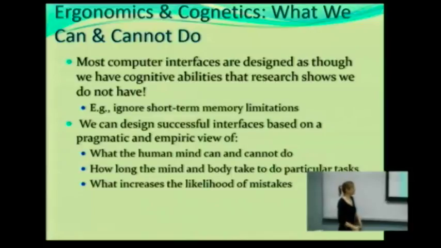All right. Now, we can design successful interfaces. There are a lot of companies that do. We want to keep in mind what the human mind can and can't do, how long it takes us to mentally process information and do things, as well as physically do things. And here's another important one. What increases the likelihood of mistakes? Because we have specific ways that we do things very well and others where, all right, we do have some limitations.